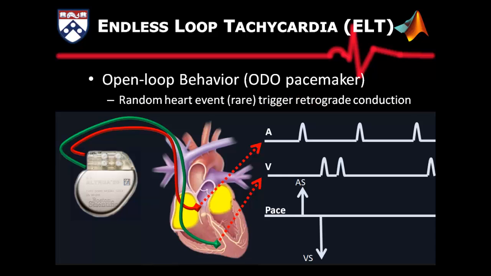The scenario is this: in any heart, even a healthy one, random heart events can happen in the ventricles. As we can see from the figure, the signal called PVC triggers a backward conduction from the ventricle to the atrium, triggering an atrial contraction. Without a pacemaker, the signal has no bad consequences.